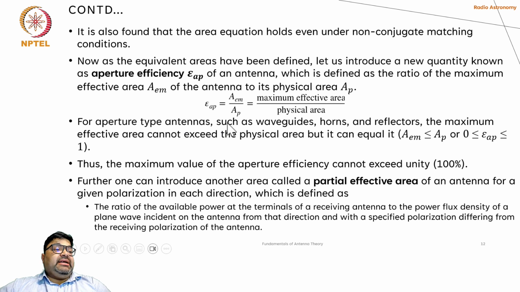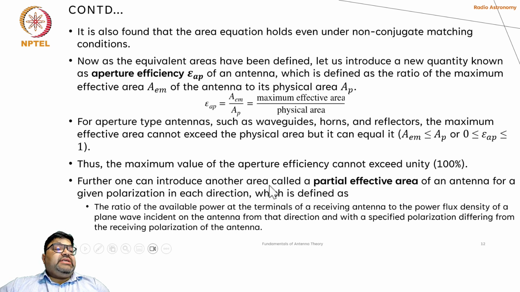For aperture type antennas such as waveguides, horns and reflectors, the maximum effective area cannot exceed the physical area, but it can be equal to it. So it cannot be higher than the physical aperture area, but it can be less than or equal to that. That means the maximum efficiency cannot exceed 100%, which is unphysical.